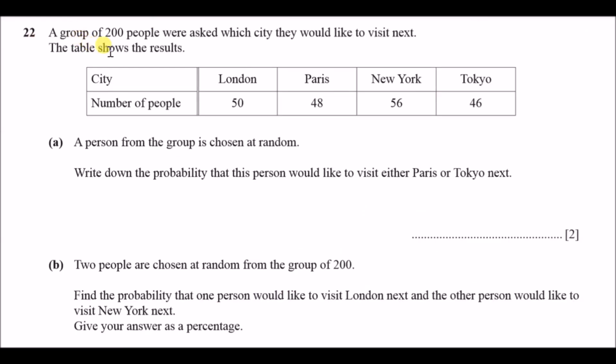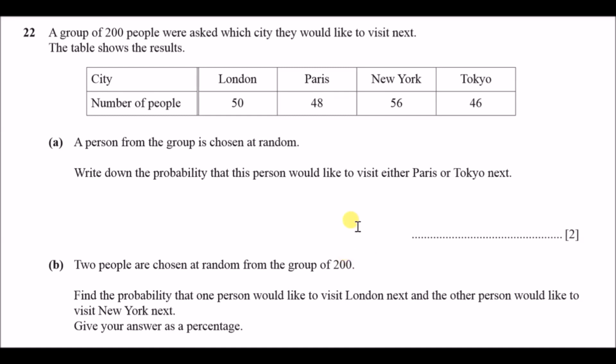So we've got a group of 200 people who were asked which city they would like to visit next. Now here are the results. So we've got London, Paris, New York, and Tokyo. And these are the number of people that would like to visit each of these cities. A person from the group is chosen at random. Write down the probability that this person would like to visit either Paris or Tokyo next.